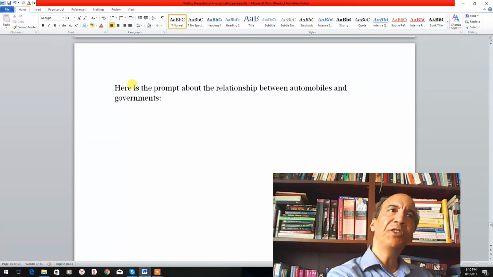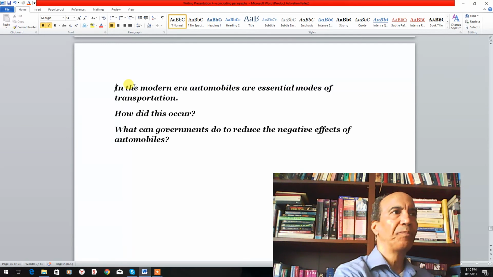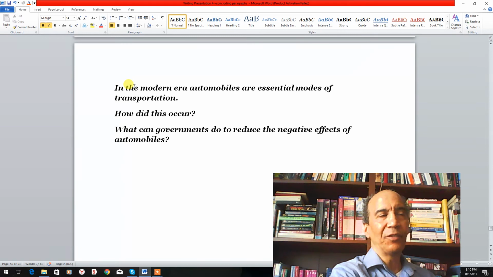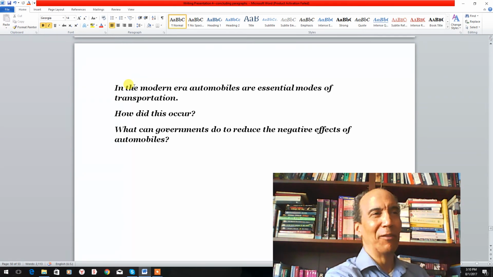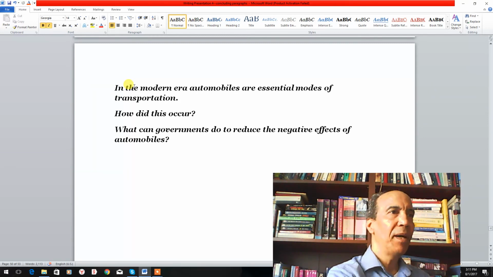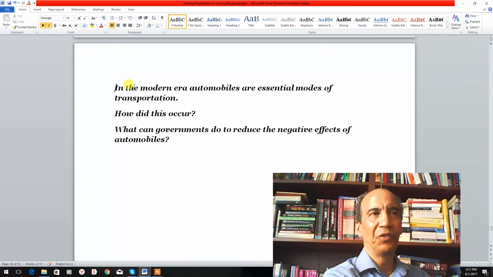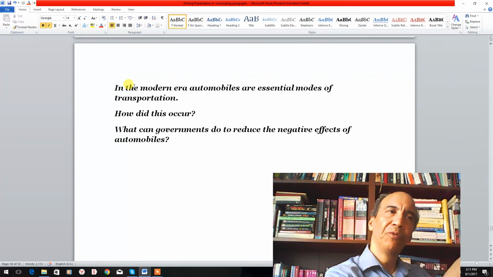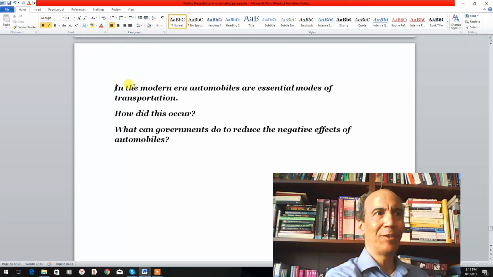Here's the prompt about the relationship between automobiles and governments. In the modern era, governments are essential modes of transportation. How did this occur? What can governments do to reduce the negative effects of automobiles? Well, I suppose in paragraph 2, you're going to talk about the Industrial Revolution and how the horseless carriage, as we used to call cars, how they became so popular. But you're also probably going to have to talk about governments passing rules and regulations, right? In paragraph 3, to lower the terrible pollution that automobiles cause.